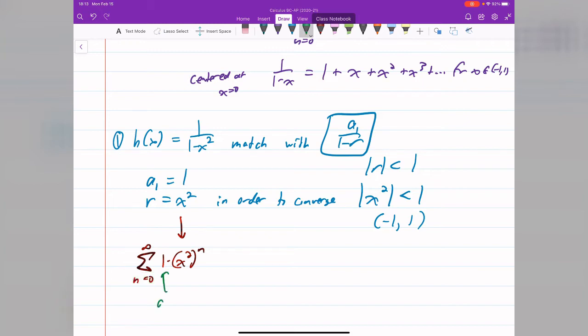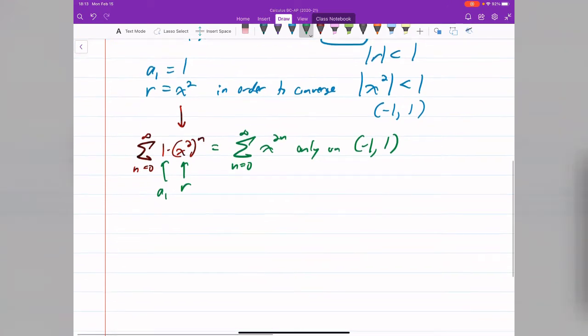So this right here is the a sub 1 value, and this is the r value. And when I simplify that, I get the sum from n equals 0 to infinity of x to the 2n. And again, this is only on -1 to 1. Now, we always want to be very clear about these endpoints.